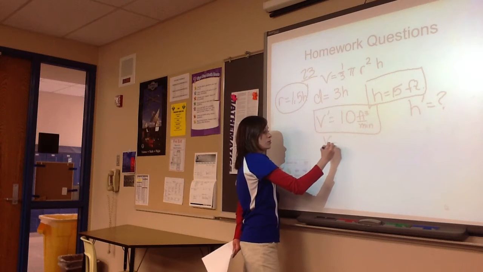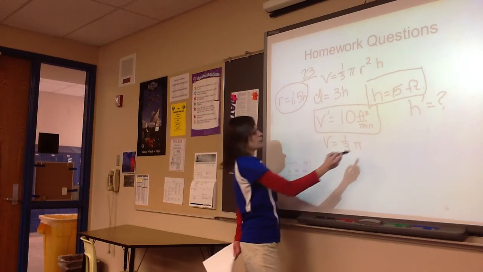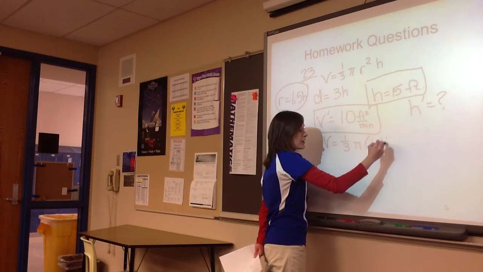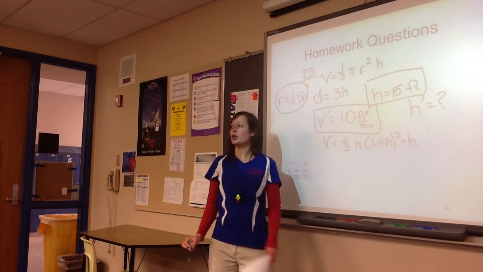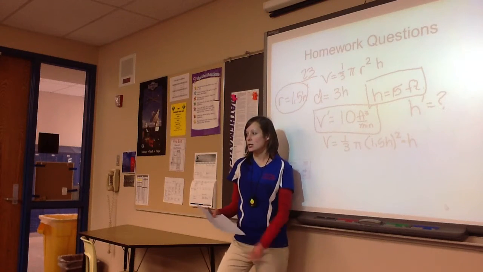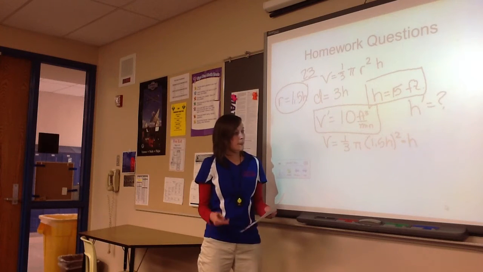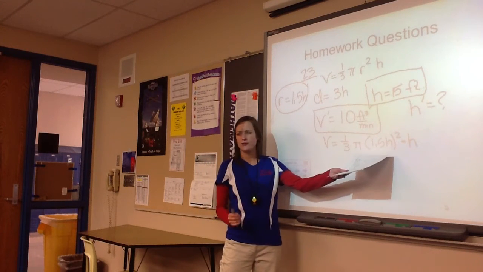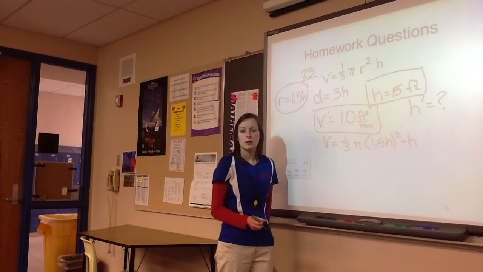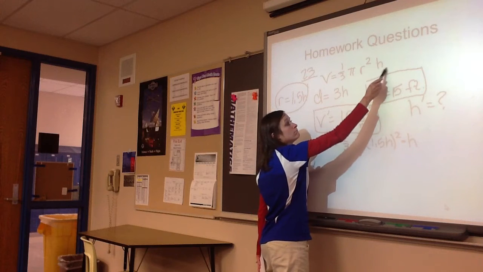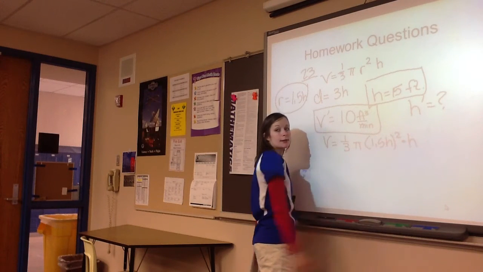So V equals 1/3 pi. Instead of R squared, we're going to put 1.5 H squared times H. This is one of your harder problems, so hopefully we are paying attention. So from here, I'm going to simplify this a little bit before I even try to find the derivative. Why did you put that times H? Because this is R squared. We still got the times H on the end.